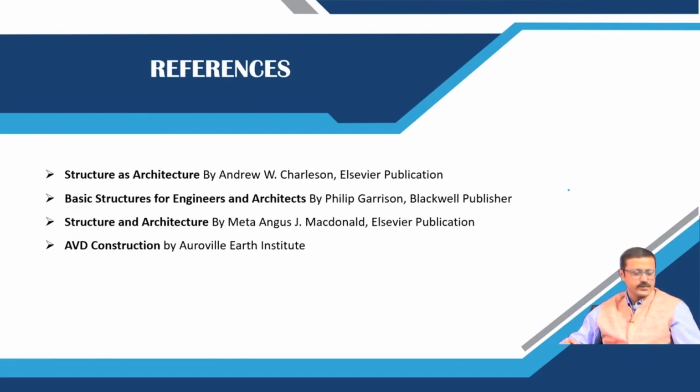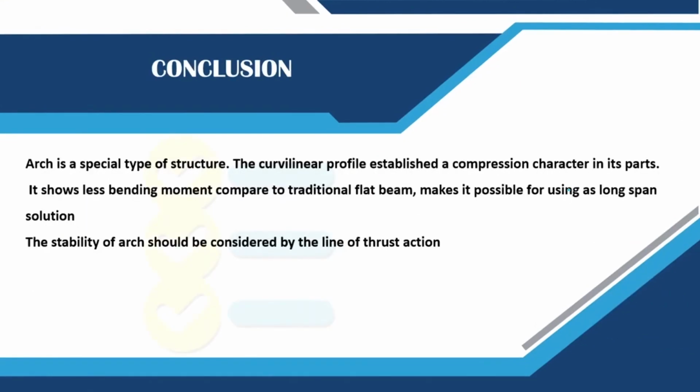So, I have taken the reference of those books, and this is the conclusion. The arch is a very special type of structure, as you know, and due to the parabolic profile, it gives you a lot of wonderful things from the structural point of view, which help us with material savings and all. From the stability point of view, the arch line or the thrust line has to be taken into account.